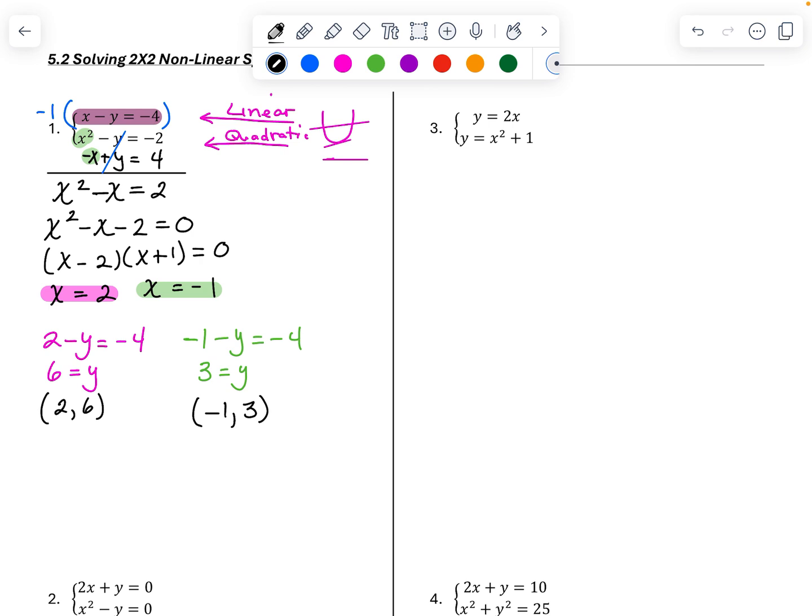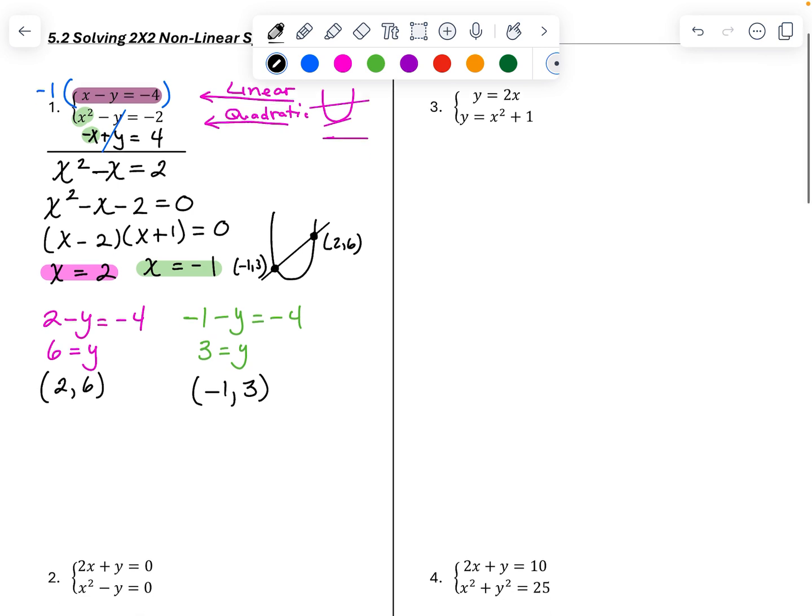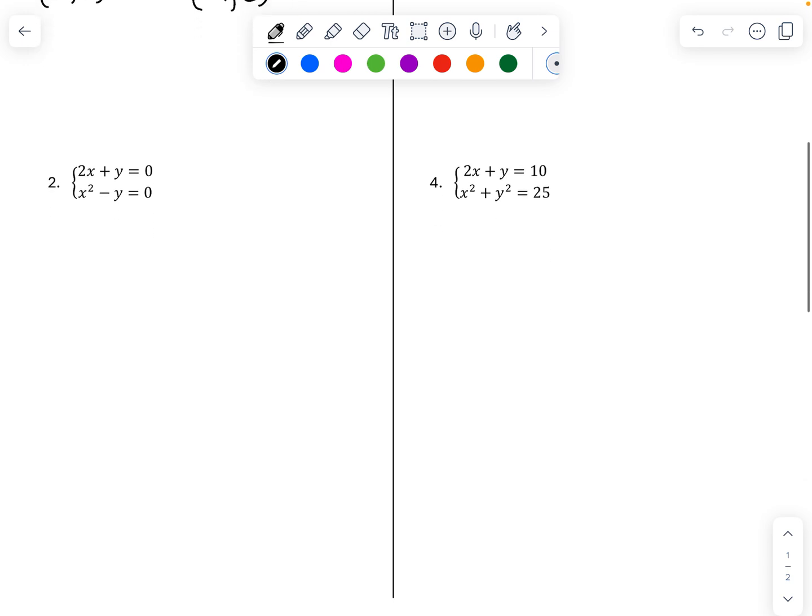So that would be one of those cases where you have a parabola and a line that intersects it, and it intersects it at 2, 6, and it intersects it at -1, 3. Okay. Next.